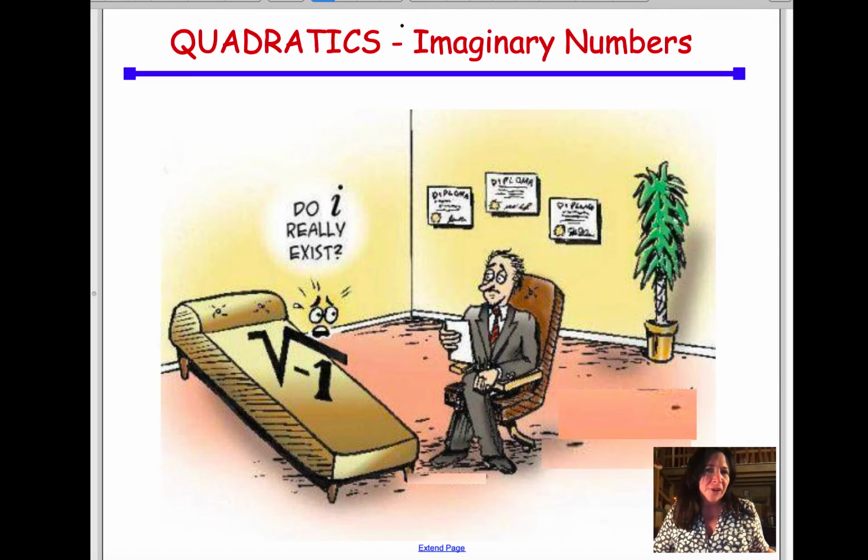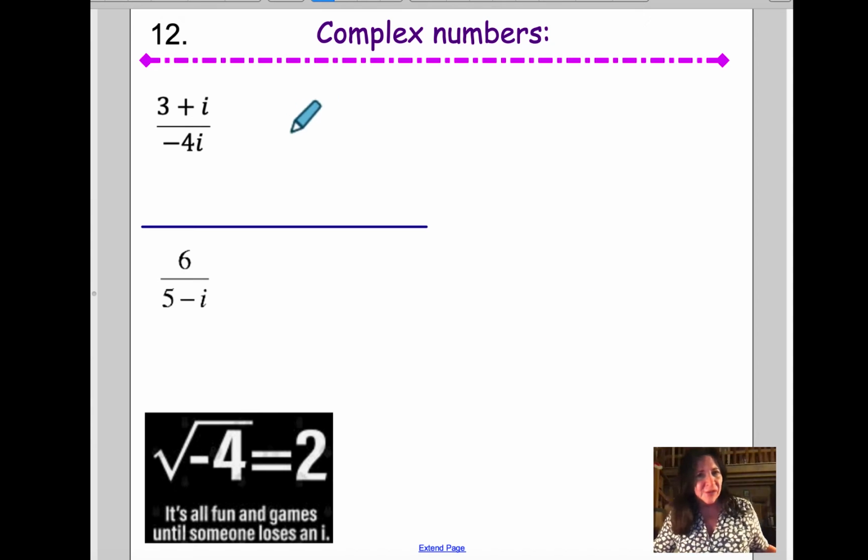Moving to imaginary numbers and in quadratics, right? What you're going to see is complex numbers. Complex numbers are real numbers and imaginary numbers. So a plus bi, that's a complex number. A is my real number and bi is my imaginary number. And so what's going to happen here is I've got just two examples here.